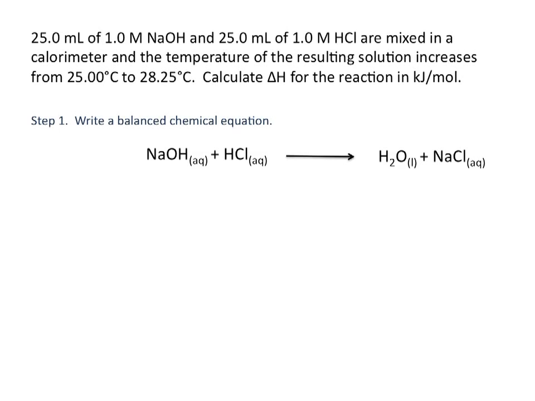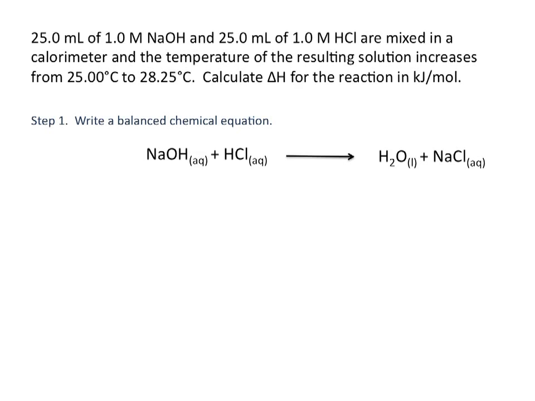In this example, 25 milliliters of 1 molar NaOH and 25 milliliters of 1 molar HCl are mixed in a calorimeter, and the temperature of the resulting solution increases from 25 degrees Celsius to 28.25 degrees Celsius. Calculate delta H for the reaction in kilojoules per mole.